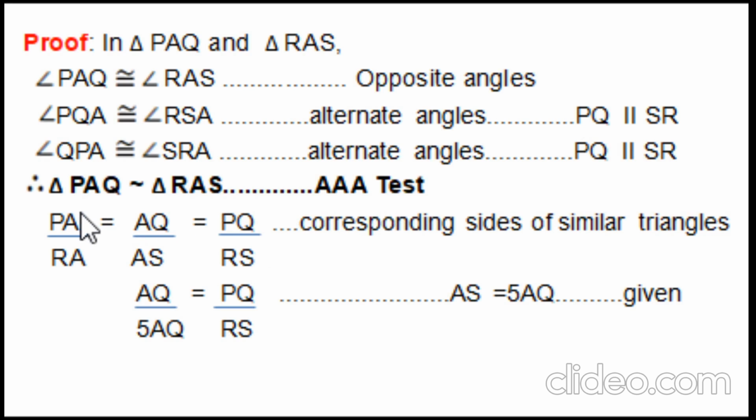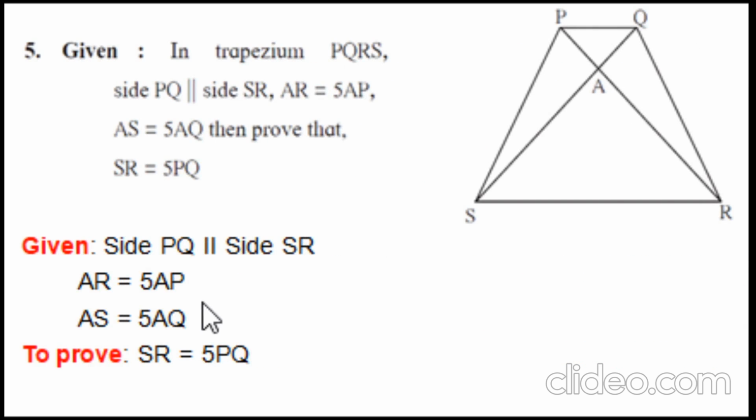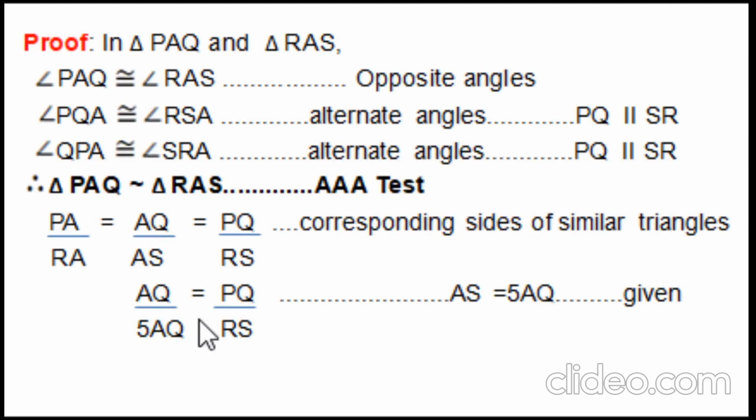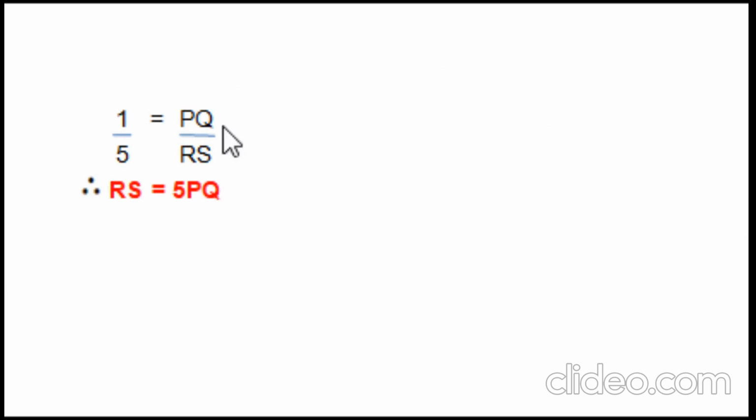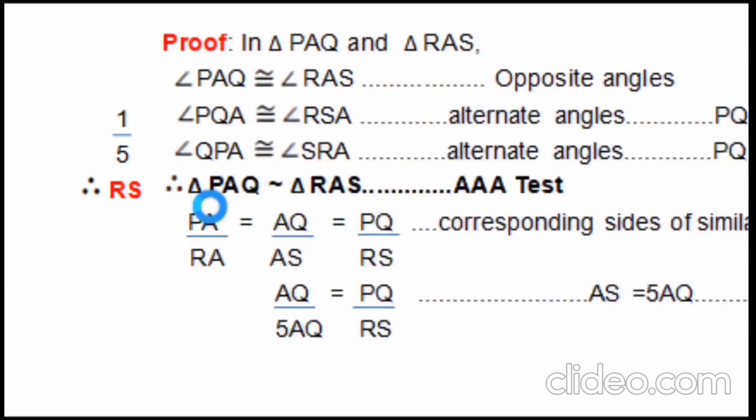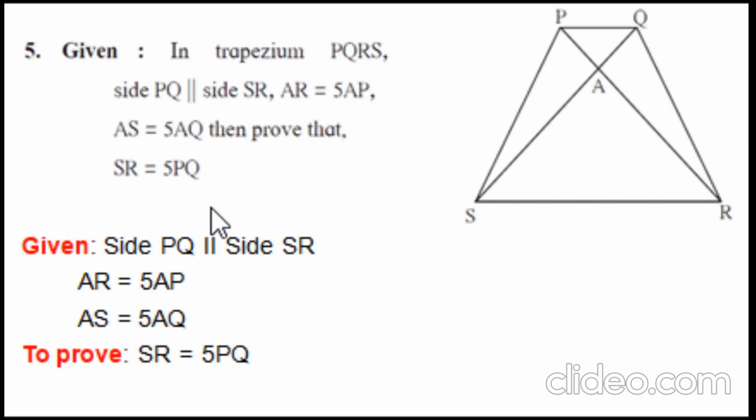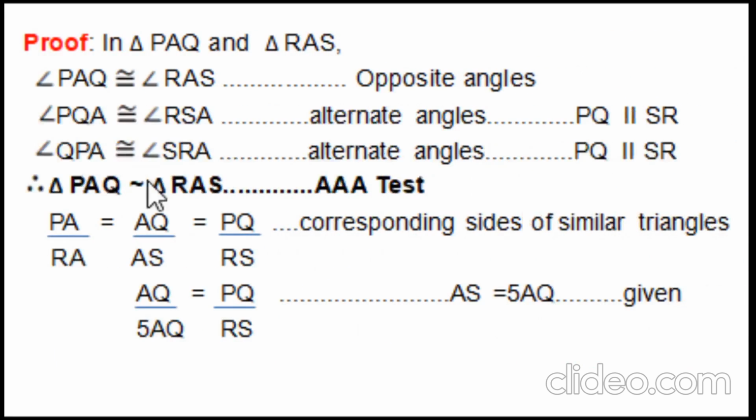Therefore, we are taking the ratios of their corresponding sides. PA upon RA is equal to AQ upon AS is equal to PQ upon RS. So AQ is as it is, take it as it is. Then AS is what? AS is 5 AQ. It is given. See, AS is 5 AQ. Therefore, AQ cancels. What do we get? 1 upon 5 is equal to PQ upon RS. Cross multiply. RS is equal to 5 PQ, and it is proved. That is RS or SR is equal to 5 PQ.